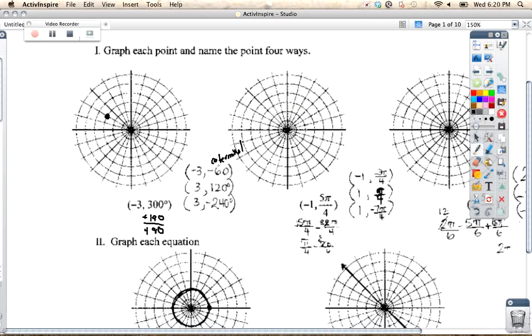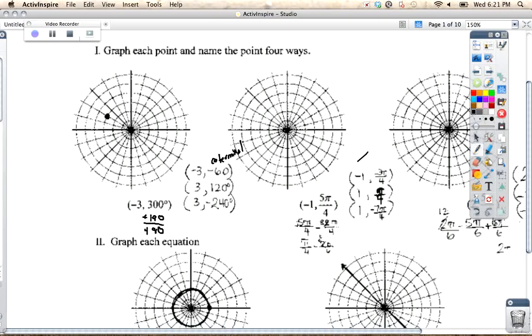All right, now let's take a look at the next one. In the next one, I am graphing the point -1, 5 pi over 4. I realize that I did not graph this, so if I want to graph 5 pi over 4, remember, we count around our circle by pi over 12s. So what's going to reduce if I make this denominator 12? If I multiply by 3, that'll make it 15 pi over 12.